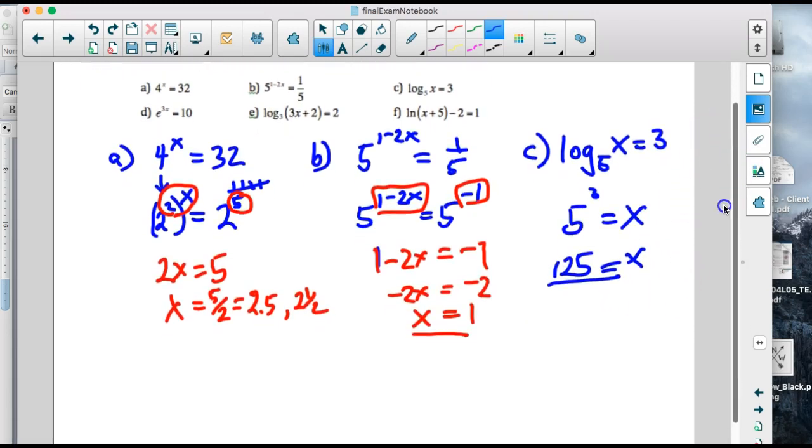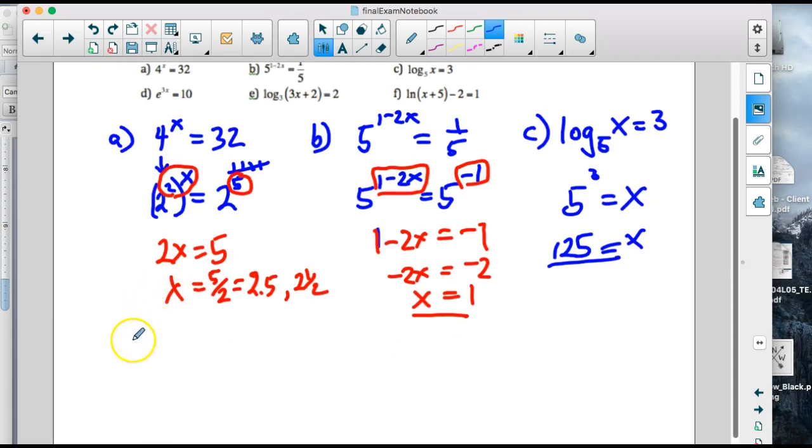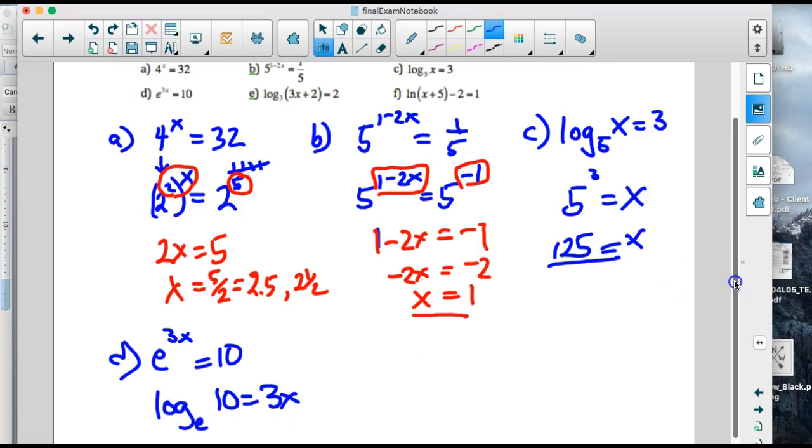We're going to do that on E and F also, but let's do D first. D is e to the 3x equals 10, so we can't really equate the bases here because we can't rewrite 10 as e to some power. We don't know what that is unless we had a calculator, and we can't use one here. So we're going to rewrite this as log base e of 10 equals 3x. So we can solve for x this way.